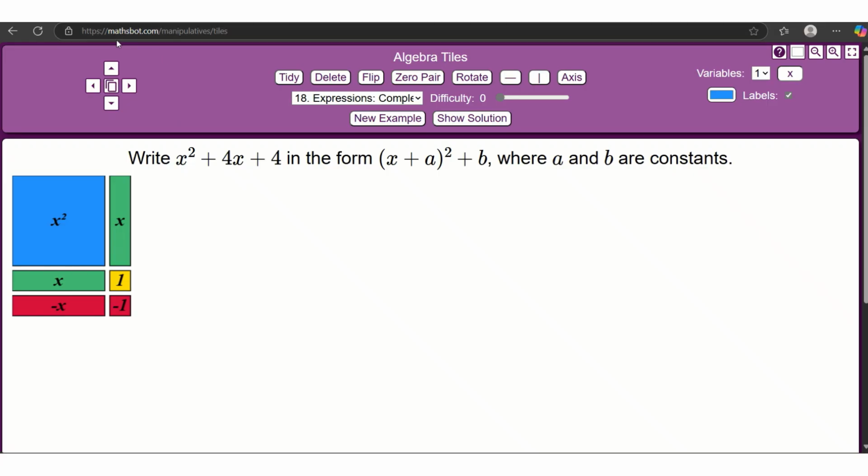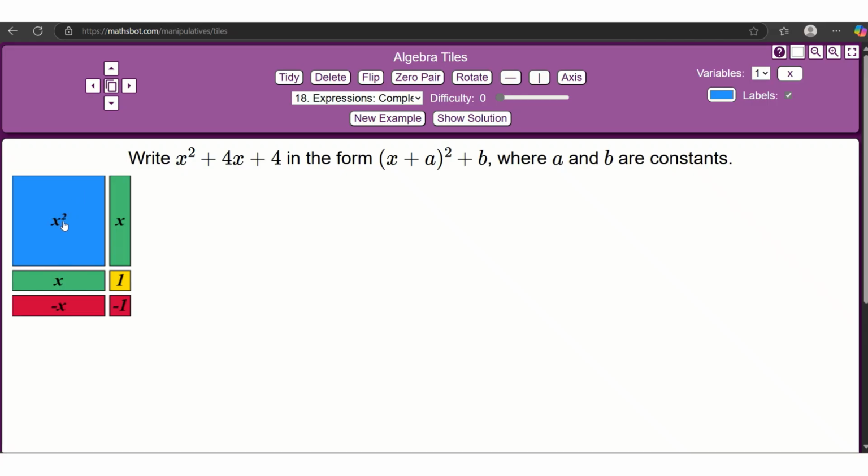I'm on a website, just mathspot.com, looking at manipulatives and tiles. And this is essentially what they look like. But in a classroom, you might have a little mini set of them that you can spread out on your desks. Now, here's how they work. Algebra tiles take an algebraic polynomial, usually a quadratic, and model that quadratic using area. So it's pretty brilliant, actually.